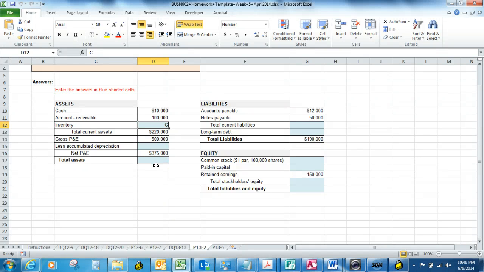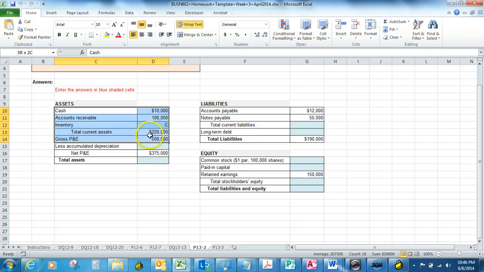This problem is almost like a little puzzle. So you have to know a little bit about a balance sheet and the parts of a balance sheet in order to be able to solve the puzzle. Okay, so this area right here is your current assets, and then you have your long-term assets here.